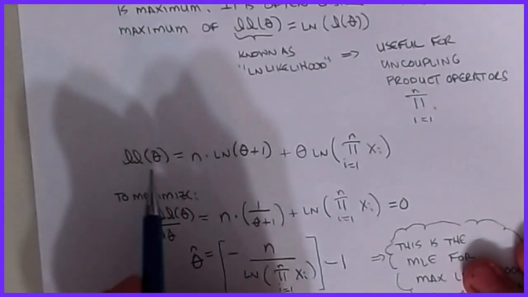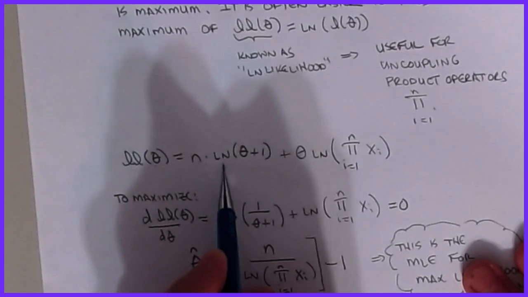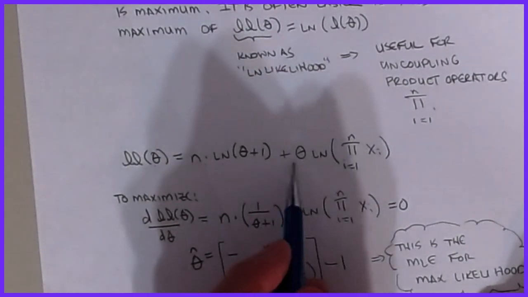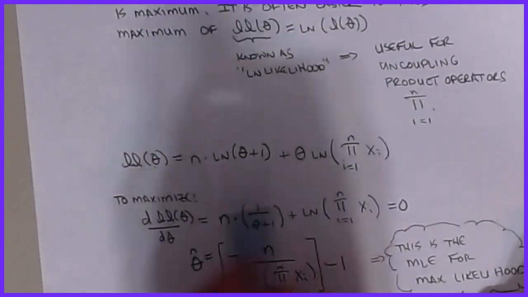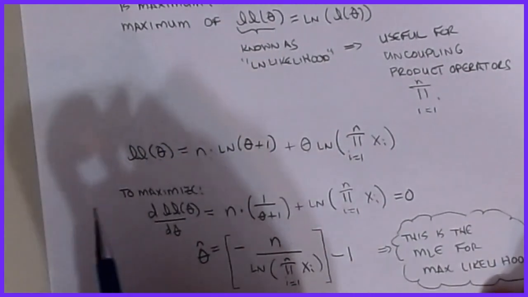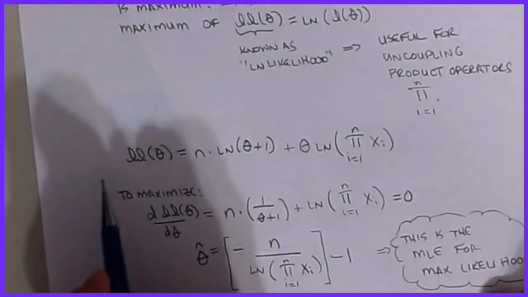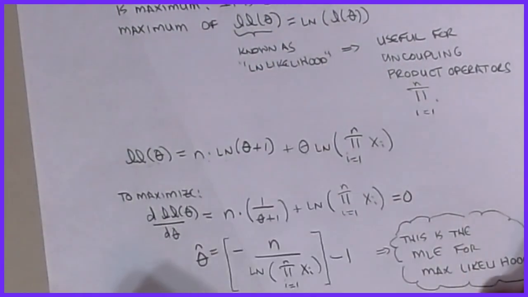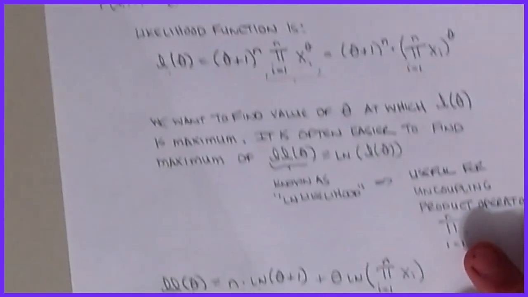And so if I take the natural log of both sides, my natural log likelihood operator is going to be n times the natural log of theta plus 1, plus a theta times the natural log of the products of all of these random variable x's. And so I kind of spread things out, and we can break all those parts apart. Then to maximize this log function, all I'm doing is taking the derivative with respect to theta of this. All we've really done is break pieces down.